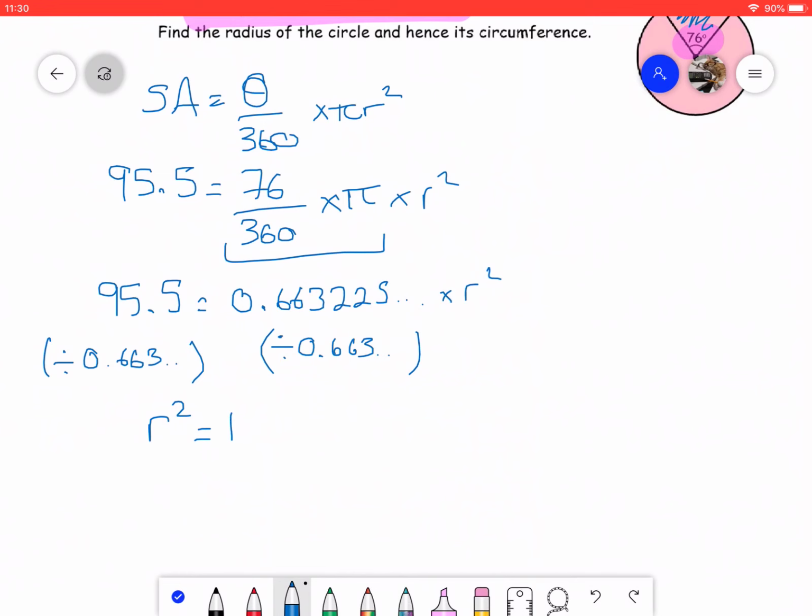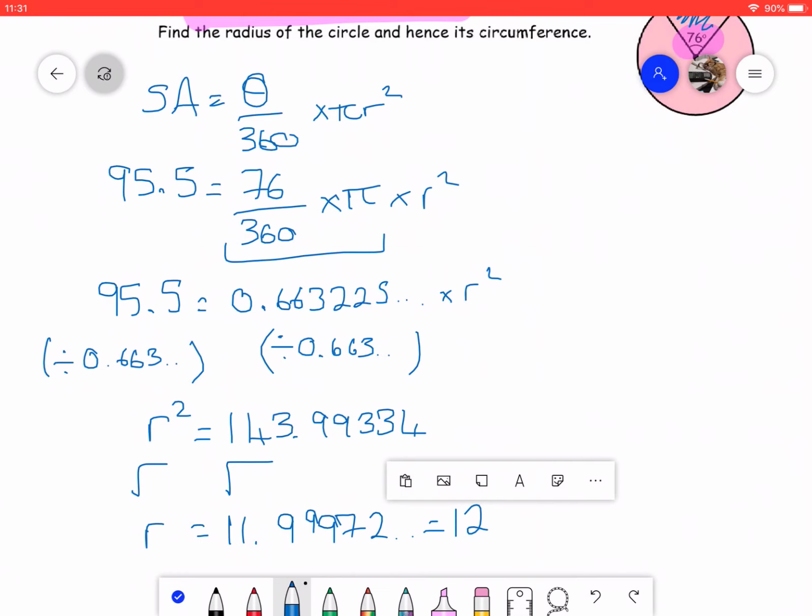So what we end up with is 143.99334. That's r squared. If we want just r on its own, we're going to square root both sides. So the radius for this question is 11.99972 and so on, which we're going to round to 12, not centimetres, it's 12 millimetres in this question.